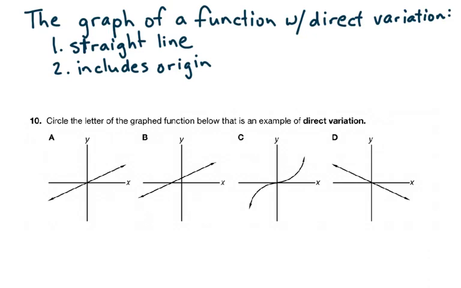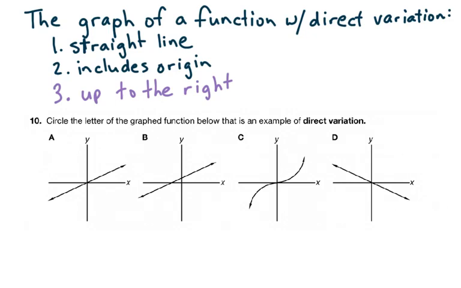Oh, I've got to give you one more rule. Number 3 is it's going to go up to the right. So it's going to start from down on the left and it's going to go up to the right. So we got to circle the letter. Which one is an example of direct variation?